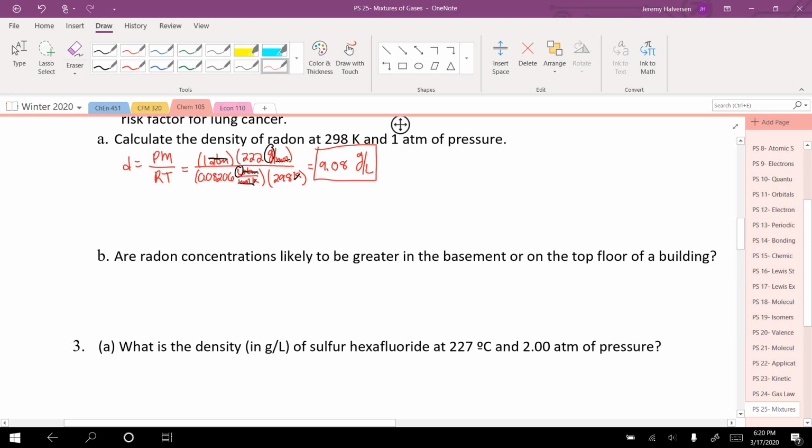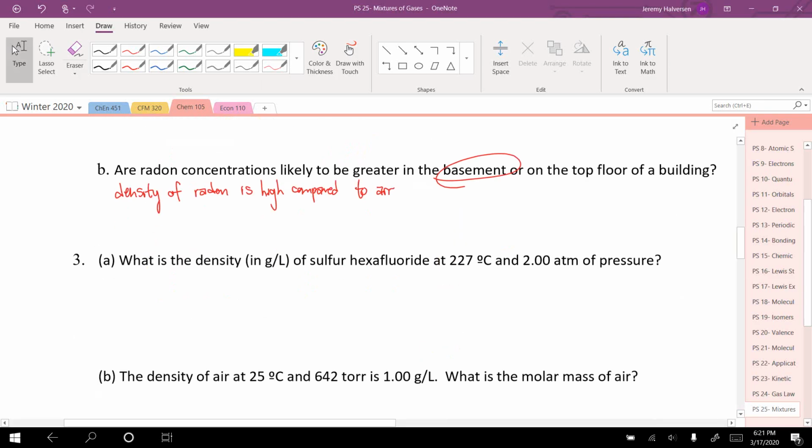Okay, so we would say that the density of radon is high compared to air. So that means the radon itself is going to fall to lower altitudes, which means we would expect the amount of radon to be greater in the basement.